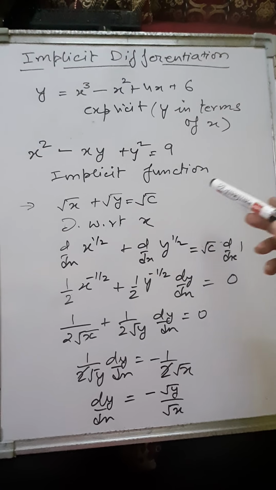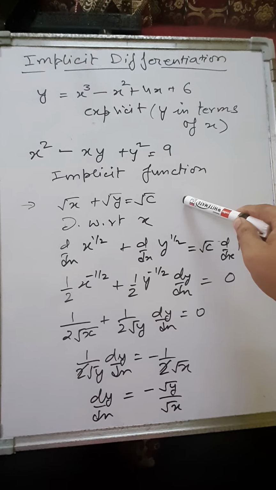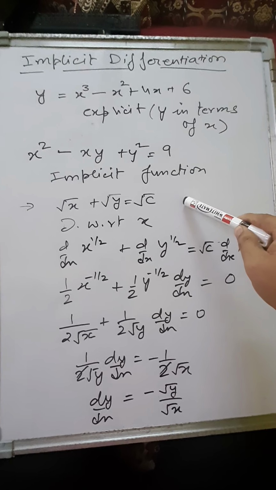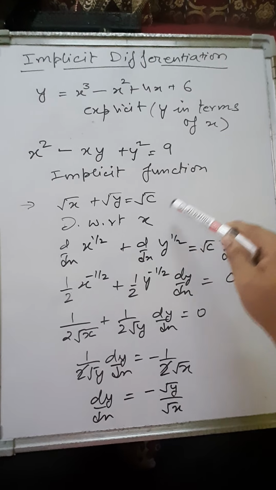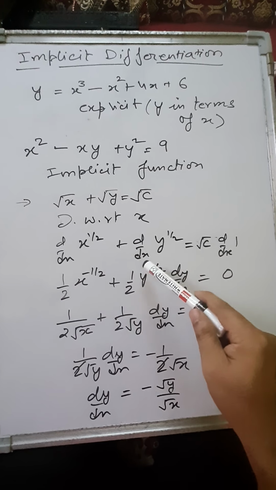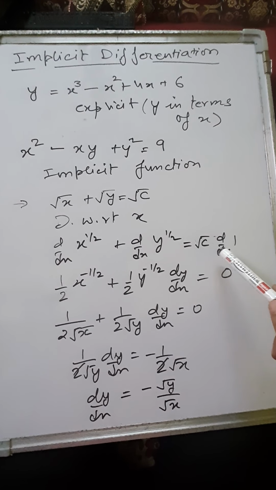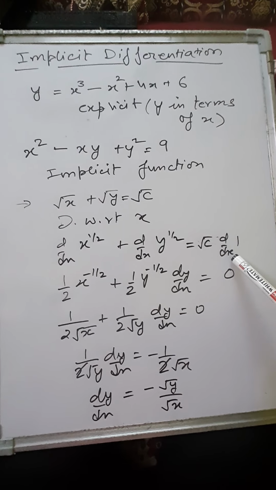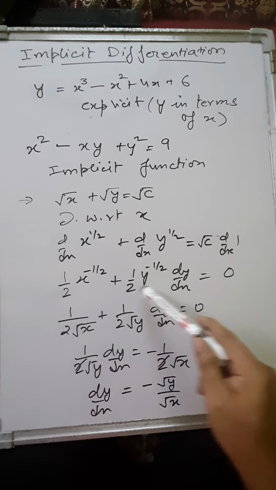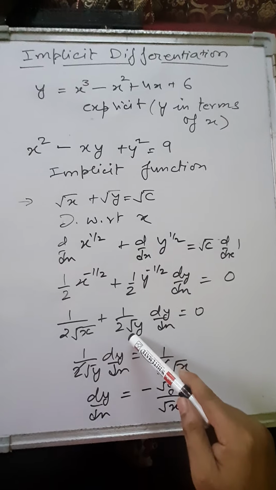I have taken a sum from your textbook which says: differentiate root x plus root y equals root c. Now root x means x to the power 1 by 2, right? When we differentiate with respect to x, what will we write? d by dx of x to the power 1 by 2, plus d by dx of y to the power 1 by 2, equals d by dx of root c. Root c is a constant, so it will come out, and d by dx of 1, the derivative of 1, will be 0.